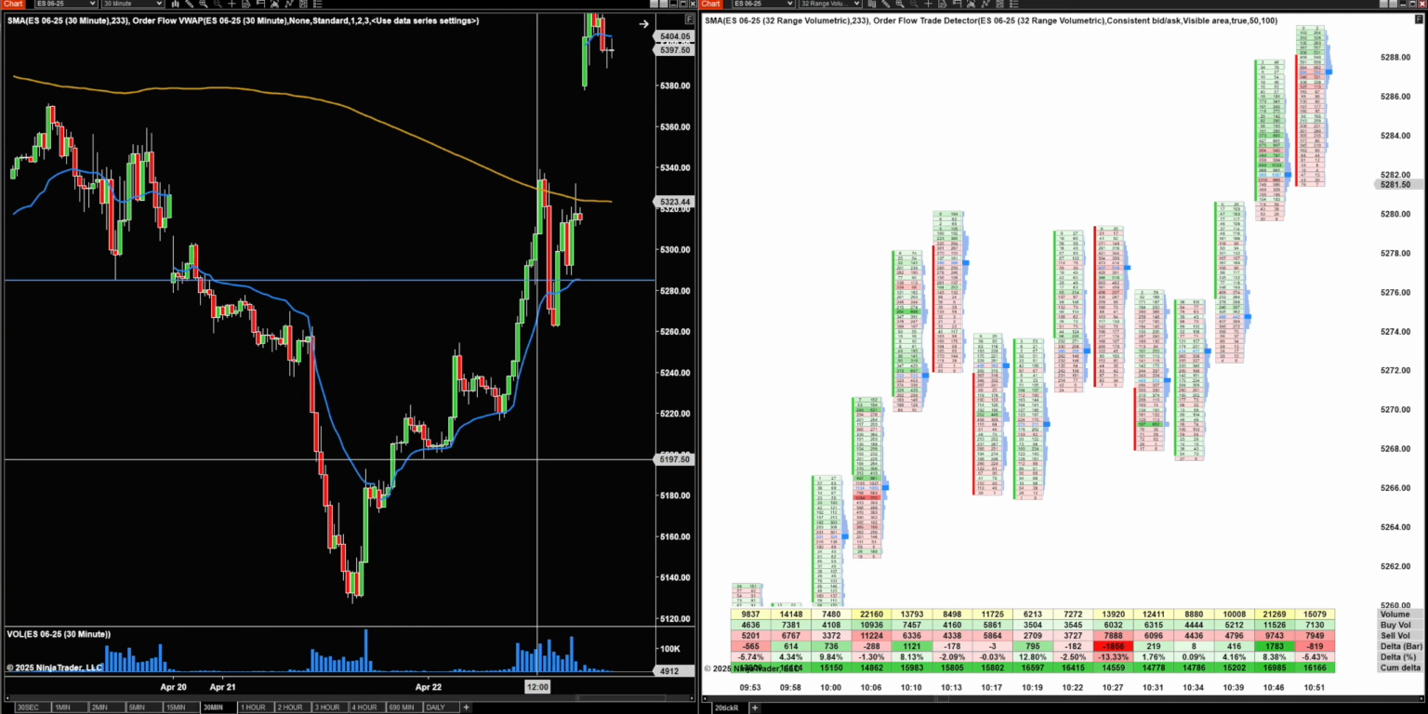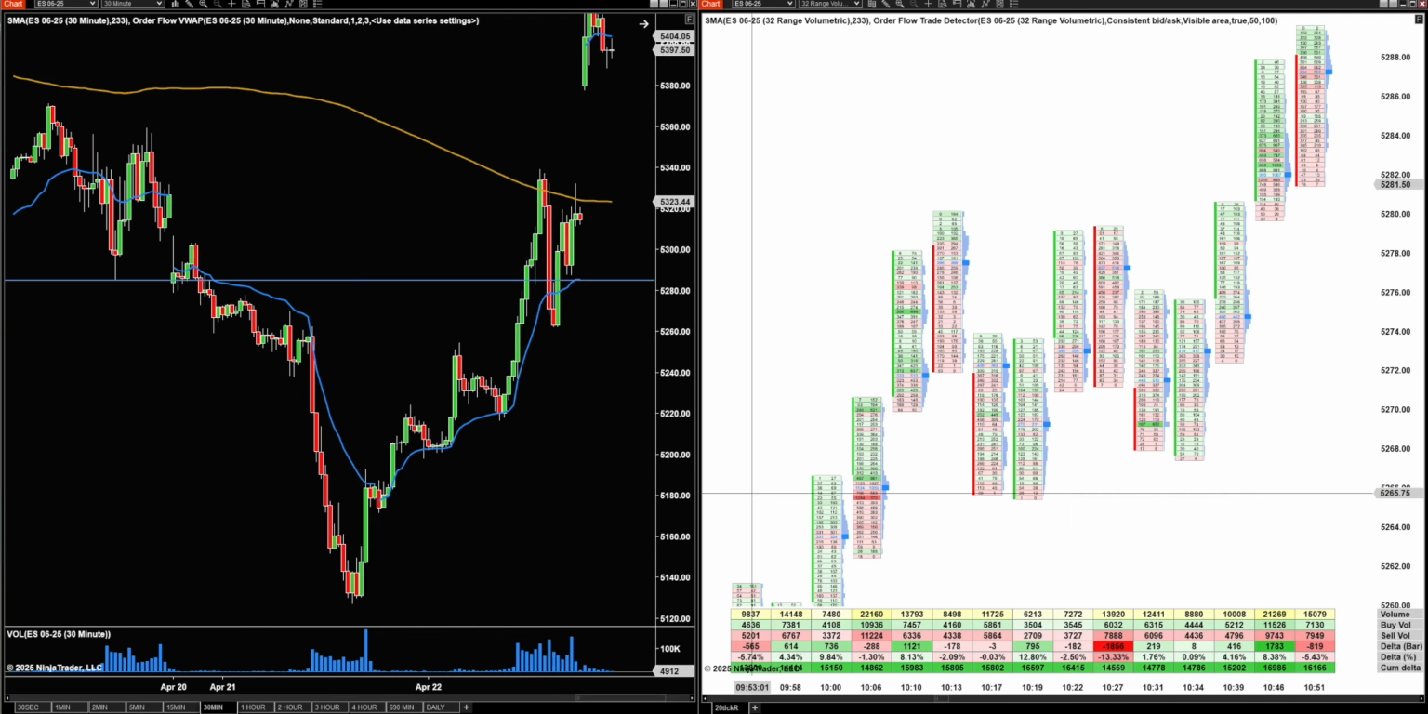I have a new video coming out on how I use order flow levels like these to essentially create ideas and trade theses, so that I can capitalize on these moves that come off of these levels like this right here.